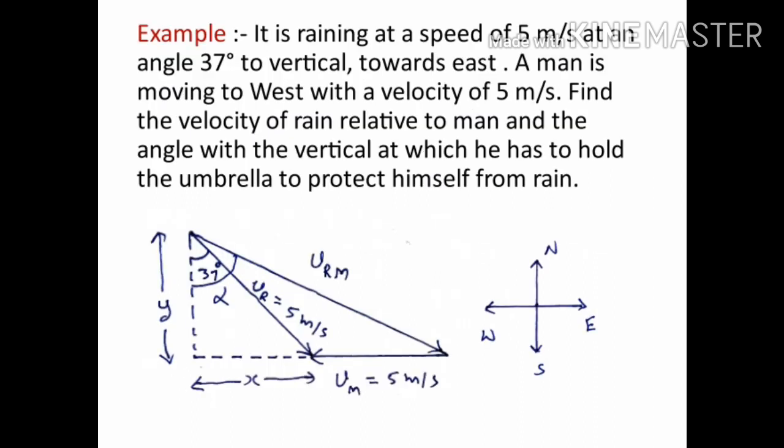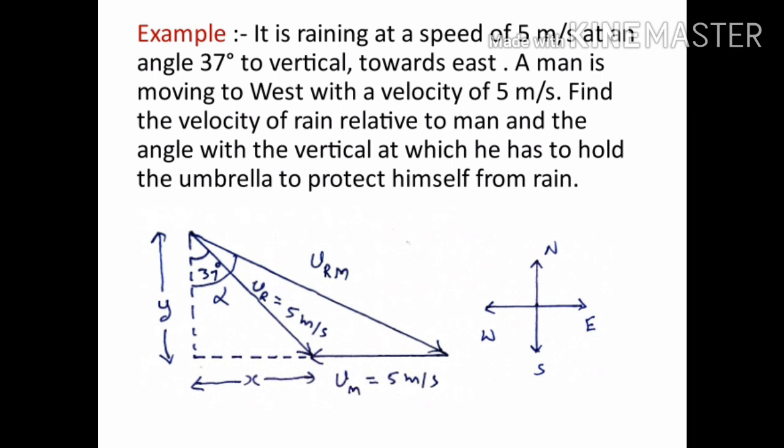Based on this case, we are taking one example. It is raining at a speed of 5 meter per second at an angle 37 degrees to the vertical towards east. A man is moving to west with a velocity of 5 meter per second. Find the velocity of rain relative to man and the angle with the vertical at which he has to hold the umbrella to protect himself from the rain.